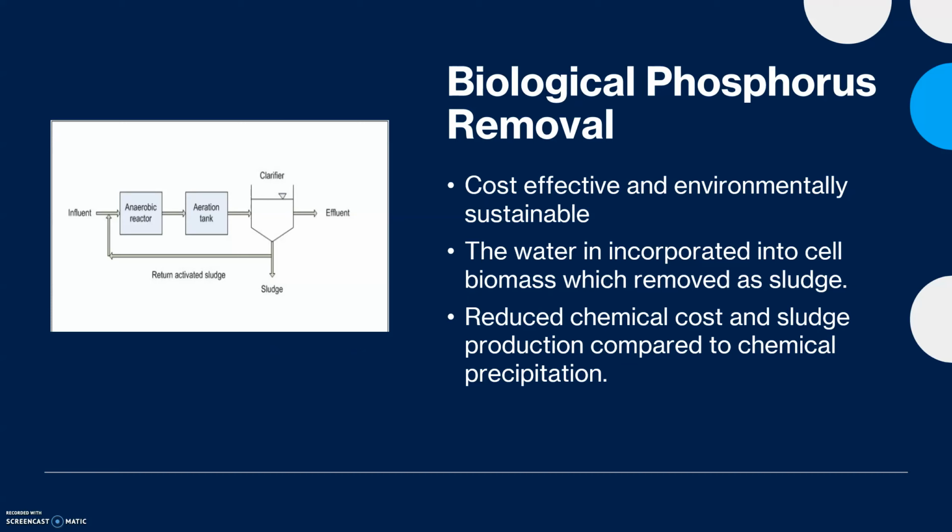The activated sludge is returned to repeat that process over again, and the sludge is dropped to the bottom to be removed for waste. And this is one of the most cost effective and environmentally stable methods of removing phosphorus. And this comes at a much lower cost and sludge production than other methods such as chemical precipitation.